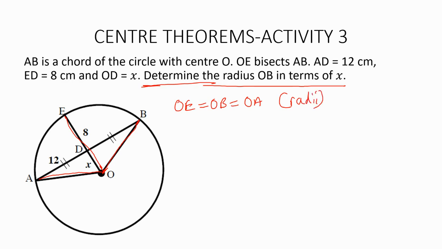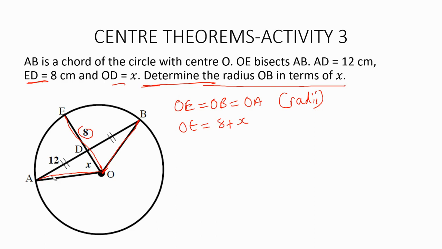So we can see that OE is 8 plus x because, as we're given, ED is 8 and DO is x. Now we can say OE is equal to ED plus OD, which is 8 plus x. So this whole thing, the radius, is 8 plus x. So we can write 8 plus x for all these radii.